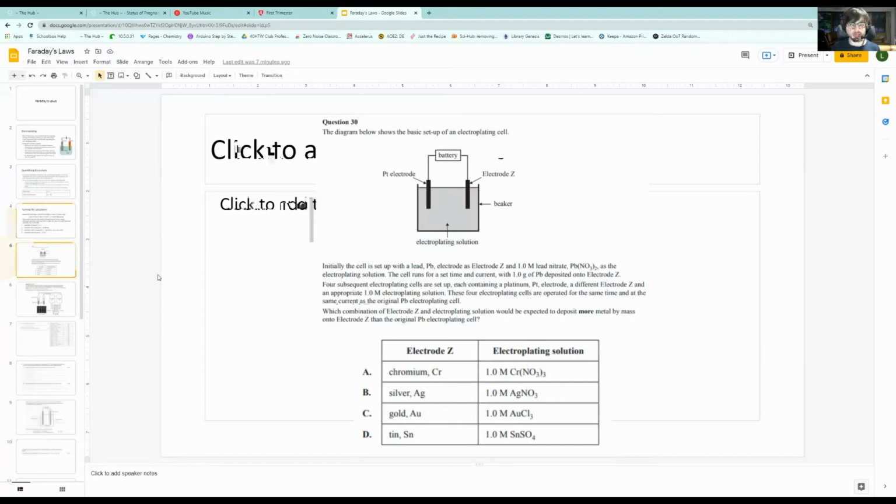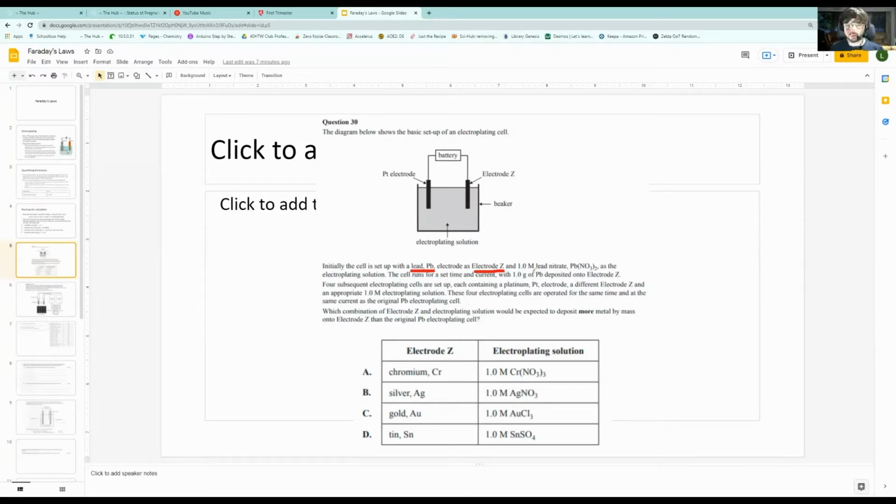So we've got an electroplating cell, and let's take a look at our information. We've got a lead electrode as electrode Z, so that's our anode, and we're getting some lead plated. Oh, sorry, other way around. This is going to be the cathode because we're getting lead deposited onto electrode Z. The platinum's just not going to react. So that does mean that the lead will run out over time. If you wanted to keep electroplating stuff, you would just make this a lead electrode.